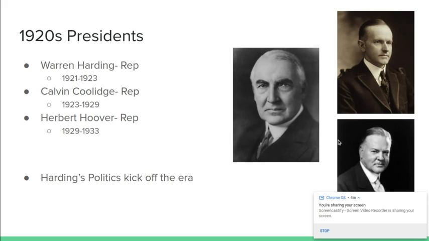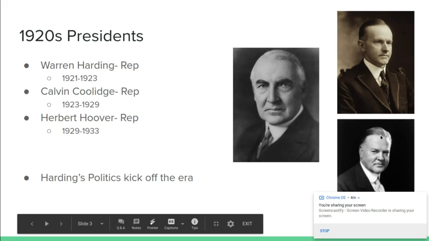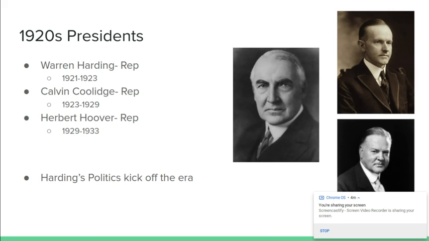The third president of the 1920s who goes into the 1930s is Herbert Hoover. He is also a Republican. He was elected in November of 1928, takes hold of the presidency in March of 1929, and then serves one term. He runs for a second term. He just loses his second term to President Franklin Roosevelt.